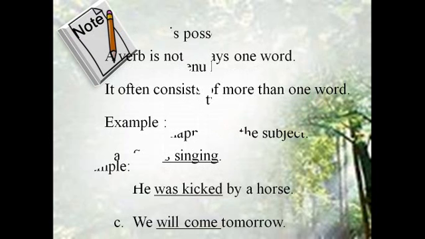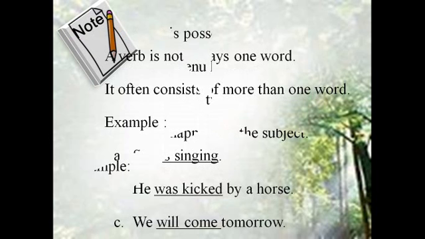He was kicked by a horse. Here, the verb is made up of two words, was and kicked. He was kicked by a horse. Sometime before, he was kicked by a horse. So, this sentence tells he was kicked by a horse.